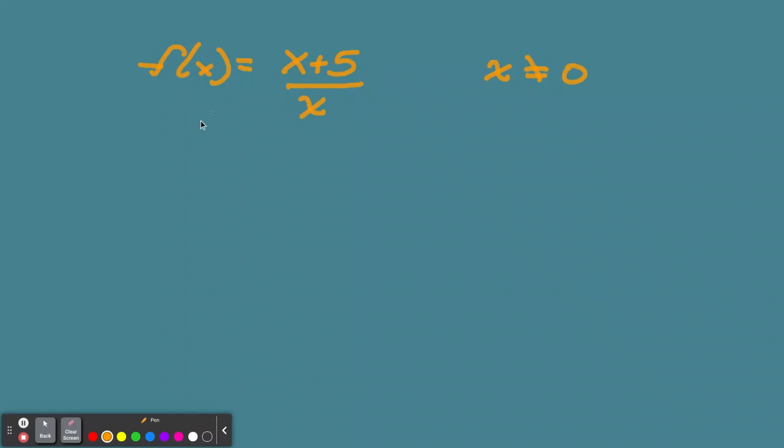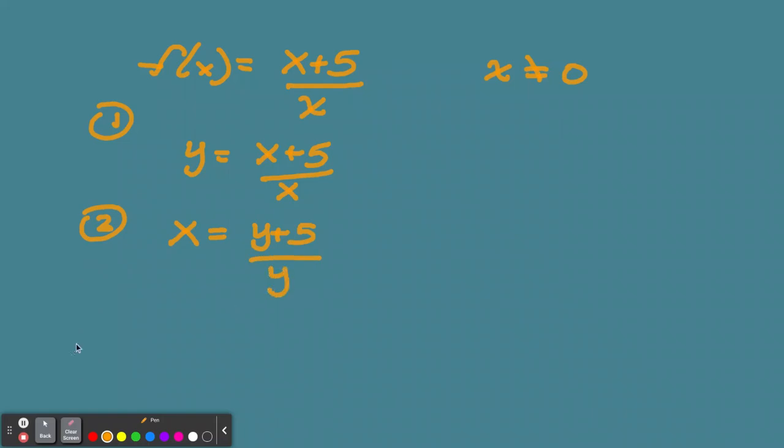Step 1. Just like last time, we're going to say y equals x plus 5 over x. It's the first step we want to do, remember? And the second step, what do you think? Swap the x and y, right? So now we're going to say x equals y plus 5 over y. And what is step 3? Well, we want to bring that y on both sides, right? We want to clear the fraction. Multiply y on both sides, and that will give us xy equals y plus 5.